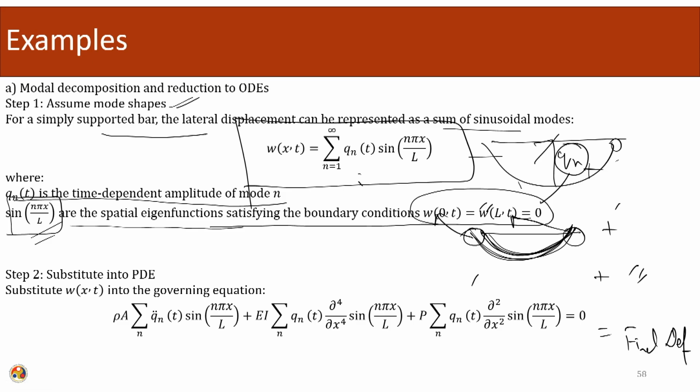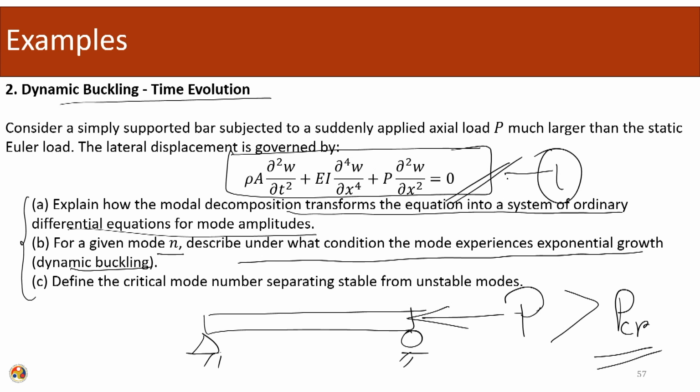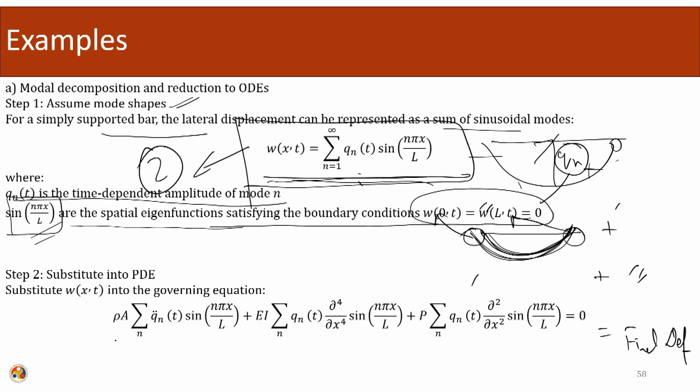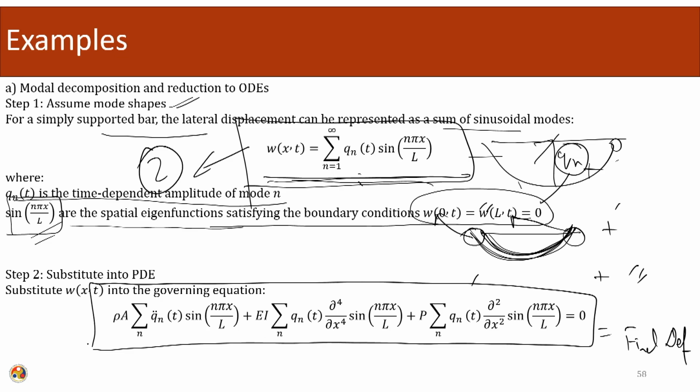After that, we substitute this assumption, or this approximation of our deflection, into the partial differential equation. We substitute, say, equation number 2 into the previous equation number 1. When we put this thing, this is how the equation will look like. So, we have substituted the part of the inertia, we have substituted the part due to the stiffness, and we have substituted the part due to the application of the lateral load.